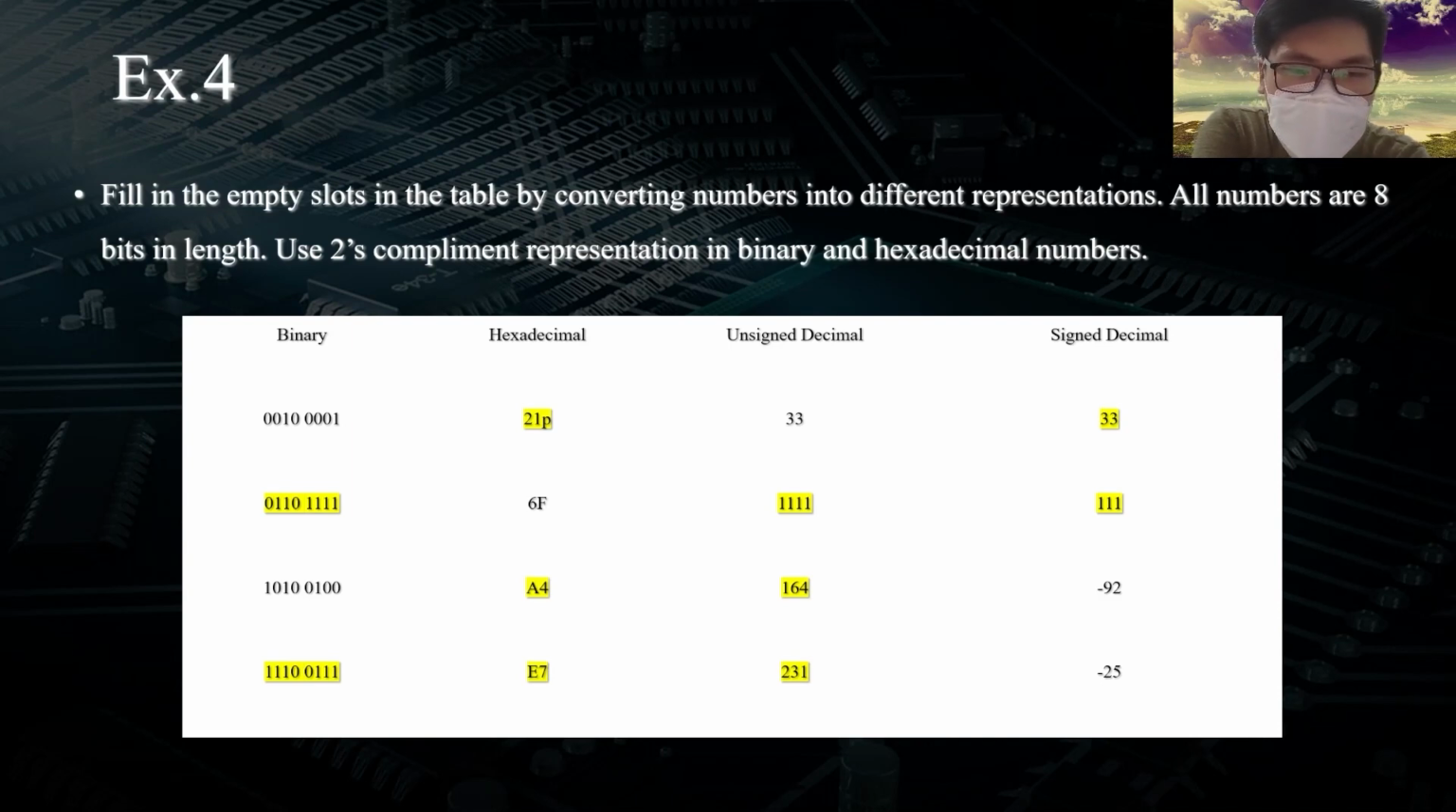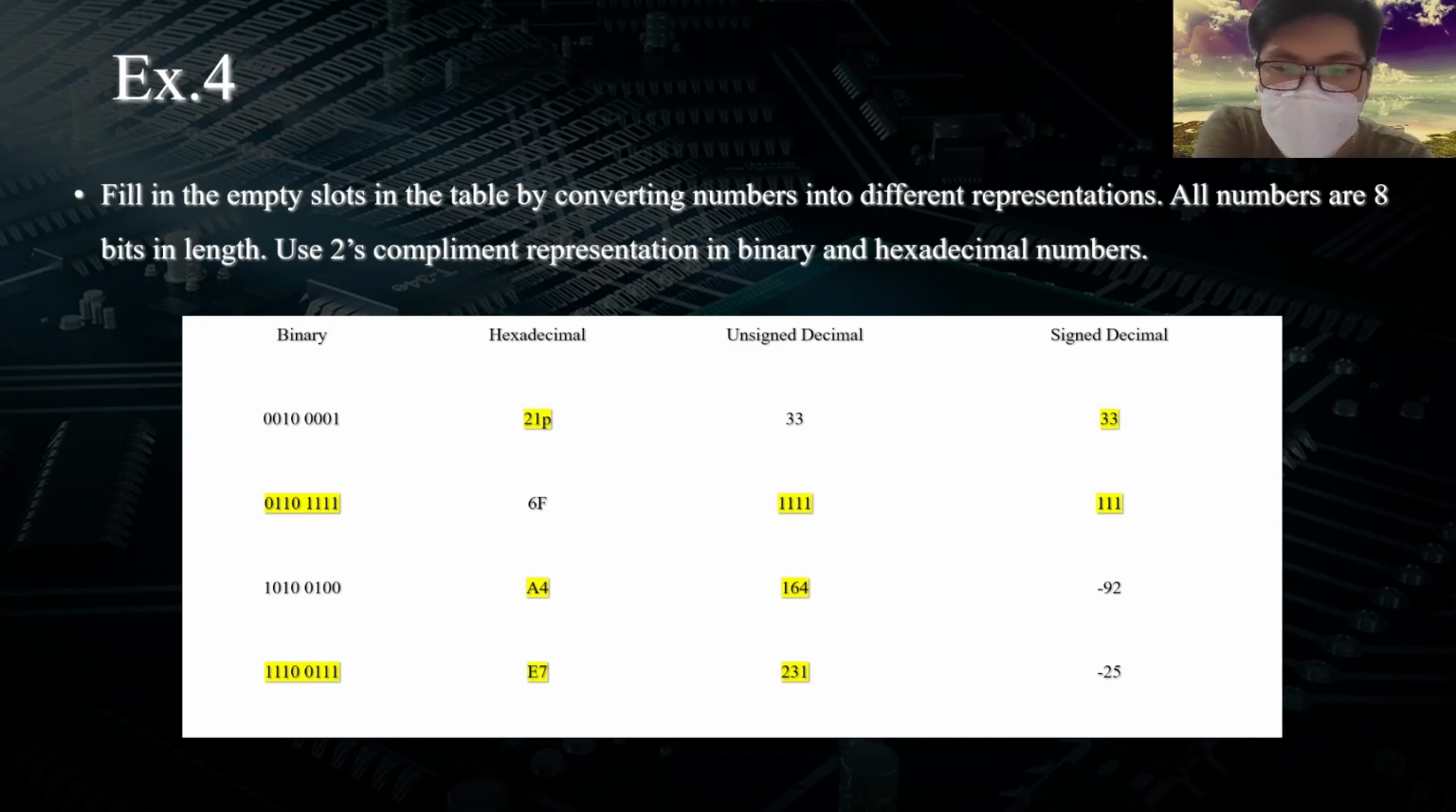In the second row, we have 6F in hexadecimal, so we have 0, 1, 1, 0, 1, 1, 1, 1 in binary, and 111 in signed decimal, and 111 in unsigned decimal.